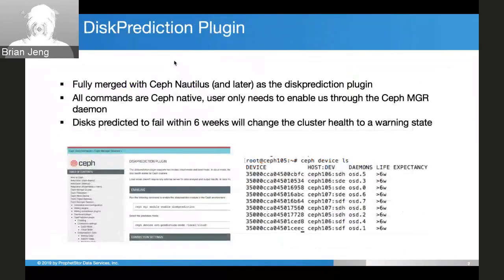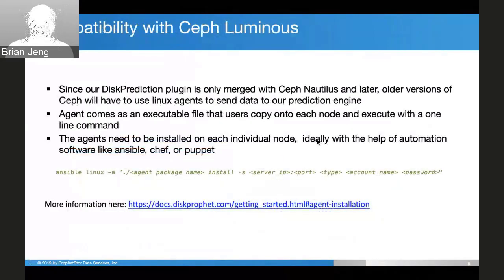Okay. And then this just shows that we're already integrated in the Ceph community. We're called the DiskPrediction Plugin. You can just enable us through the manager daemon, and then you can just use Ceph native commands to access our prediction. And yeah, so we released with Nautilus. For older versions of Ceph, you would use this one-line installation, and you can use that with Ansible, Chef, Puppet, any kind of automation software to make it simple for mass deployment.